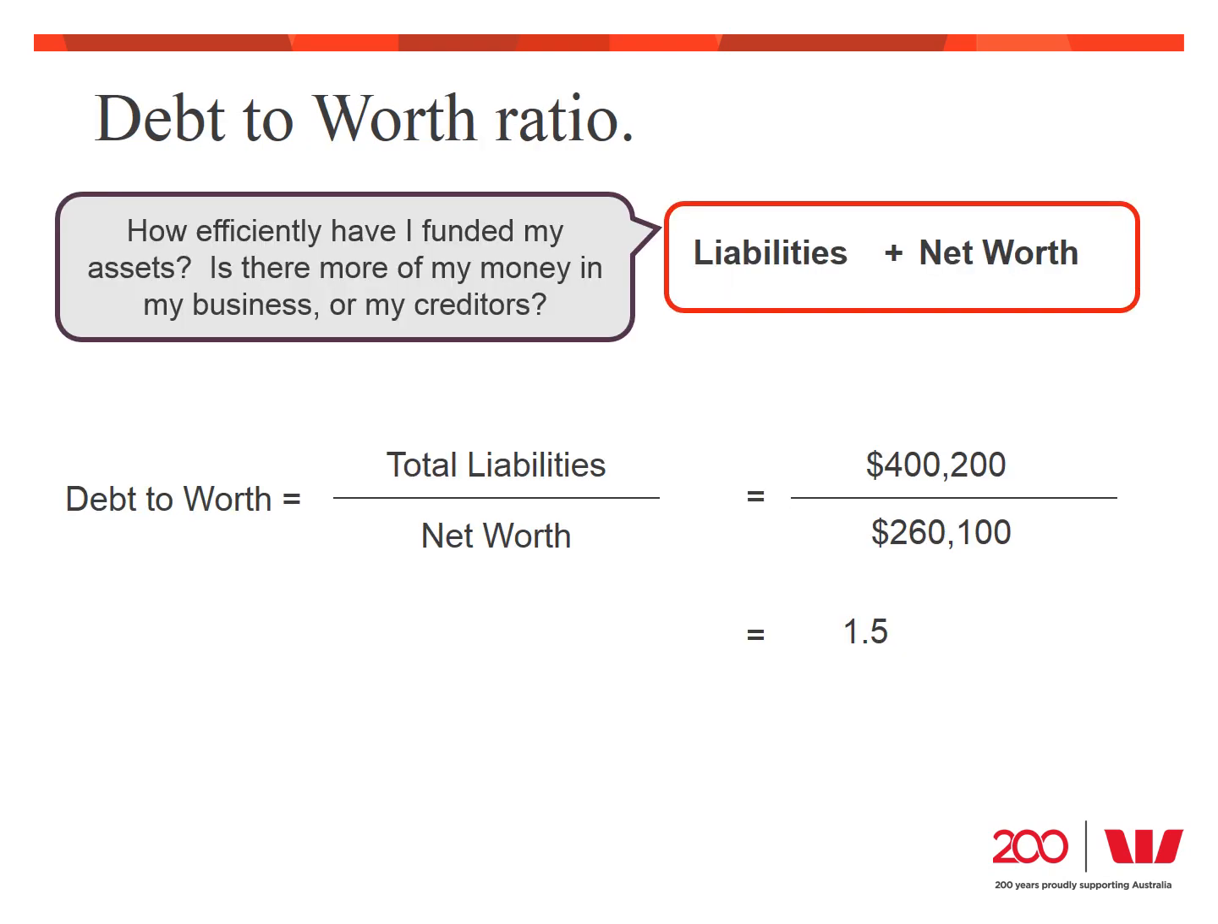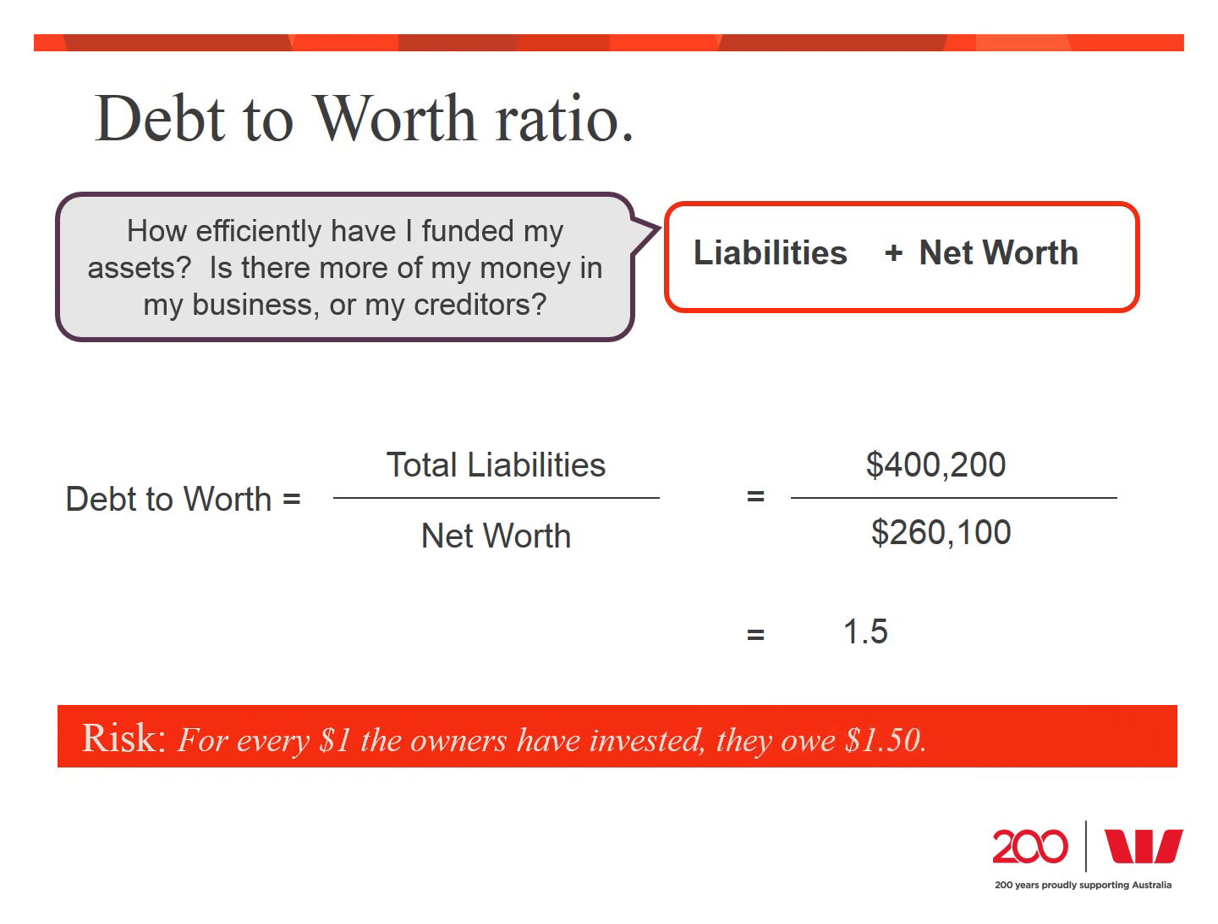If we then apply that to Anna's ratio, it tells us that for every dollar of net worth, there is $1.50 of liabilities. Or for every dollar that the owners have invested, they've borrowed $1.50. Now taken in isolation, this is a reasonable level of debt to worth. Should it get too much higher, then this might indicate that the business is becoming more heavily reliant on debt, which of course increases the level of risk. Now, if it's much lower, you might have to ask what opportunities the business may be missing out on by not borrowing more.